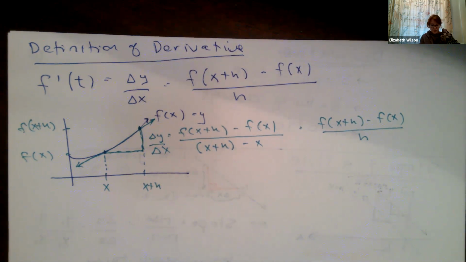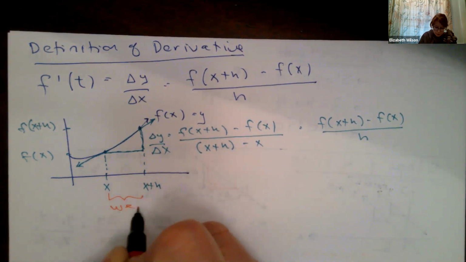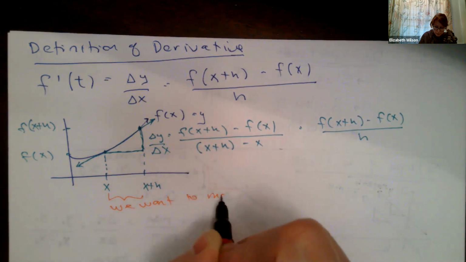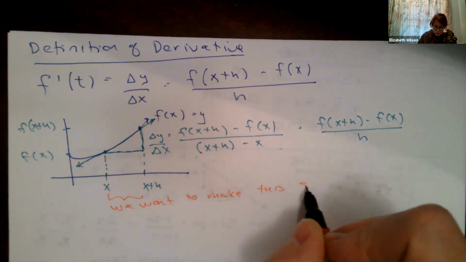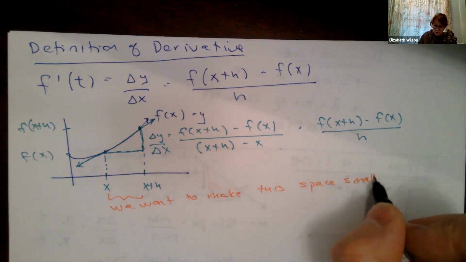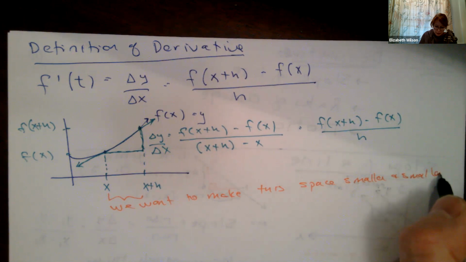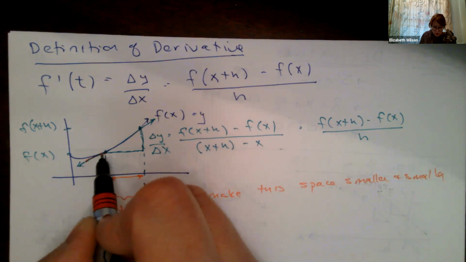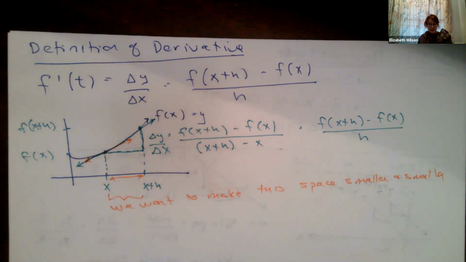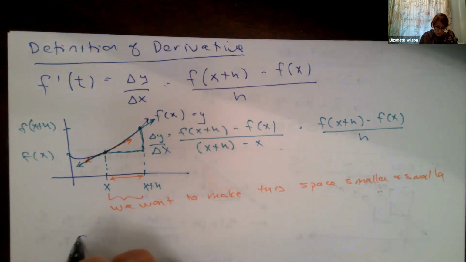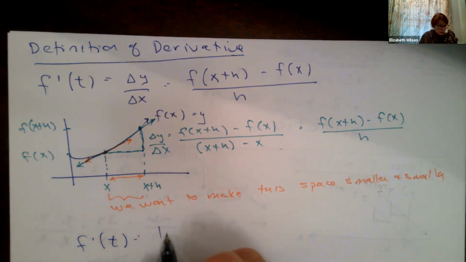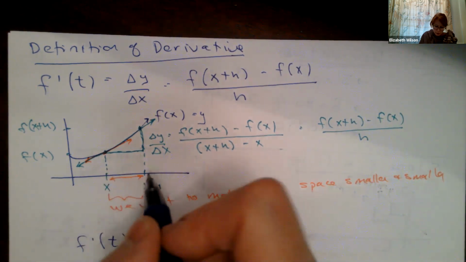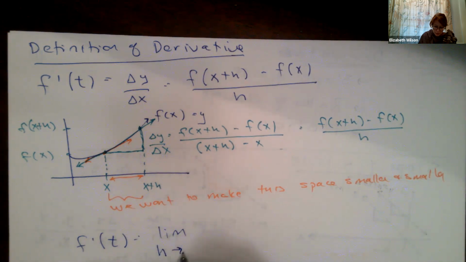Okay, so now we want to make this space smaller and smaller, this space from here to here, because ultimately I want just a derivative, just a tangent line at that spot. So we take a limit, where we say our derivative is a limit as h goes to 0.